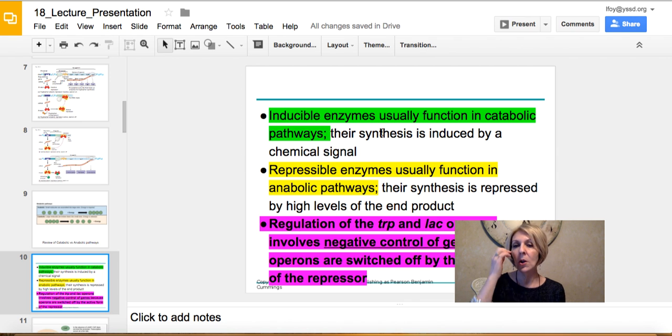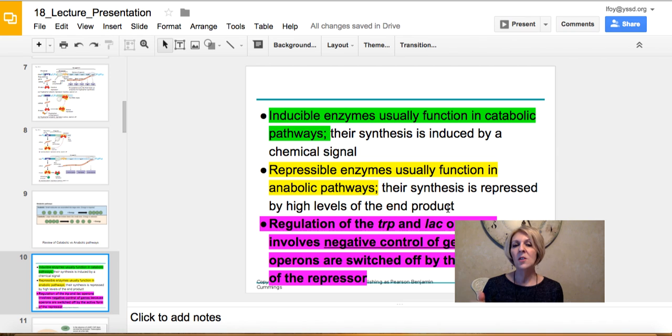So here is something to kind of keep in mind. Inducible enzymes are usually functioning in catabolic pathways. Remember, the lactose operon or the lac operon is a catabolic pathway because lactose is being broken down. So it is an inducible enzyme. It's normally turned off and turned on when it's needed. Repressible enzymes are usually functioning in anabolic pathways. Their synthesis is repressed by high levels of the end product.